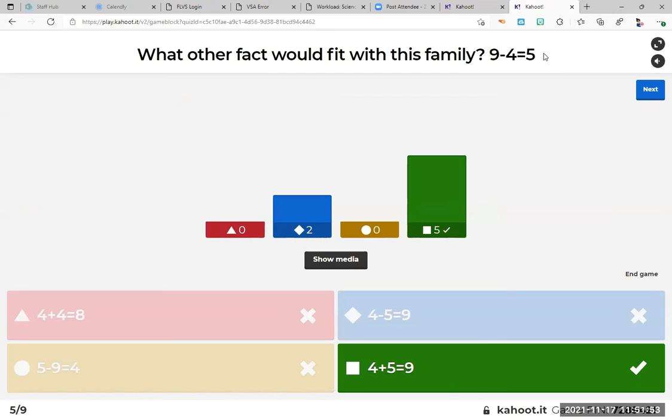4 plus 5 equals 9. That makes sense. What's wrong with the blue one? Put up 4 fingers. Take away 5 of them. That makes 9. That's silly. That doesn't make any sense. Okay, so we can't use the blue one because it's not a true statement.